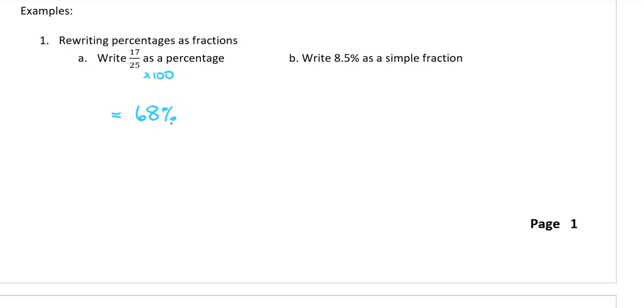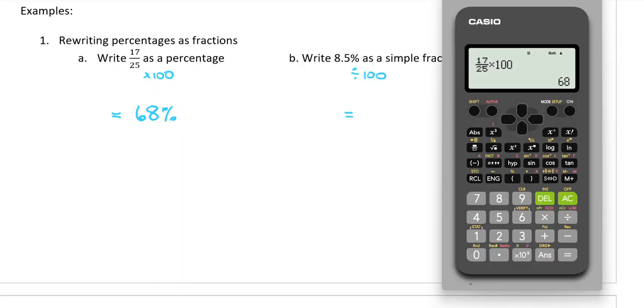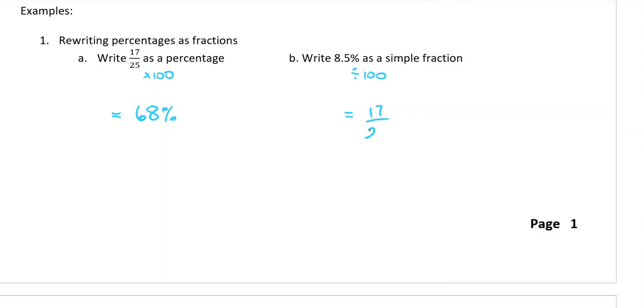Okay, whereas part B says this is 8.5%. How am I going to take that into a fraction? Divide it by 100. So we're going to put a little divide by 100 at the end of that. But that's not right, is it? Because it says I want a fraction. If I put that in and it gives me a decimal, press the SD. Excellent. So we get 17/200.